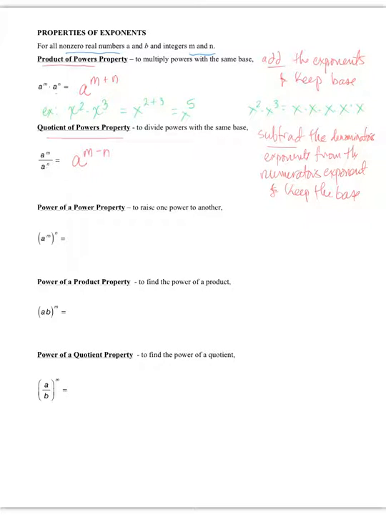Let's take a look at an example. If you have x to the fifth over x squared, this would be x to the 5 minus 2, giving us x cubed. Again, we can expand this. If we had x to the fifth over x squared, and we forget the rule, expand it and maybe you'll remember it. Or you can simplify and see what you're left with: x cubed.